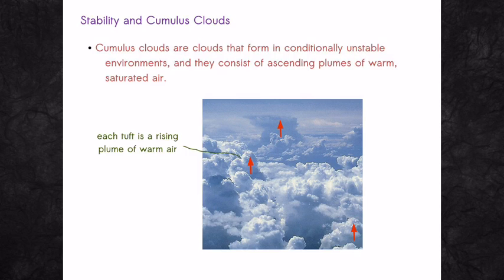So if you're looking at this, for instance, this is an environment that's pretty unstable. There's a lot of these little clouds that are bubbling their way upwards. But each one of these cumulus clouds here that's extending upwards is really a plume of warm air that's bubbling upwards. And the reason it's warm is because it's saturated. You've got condensation going on, which keeps it a little bit warmer. And so it's warmer than the surroundings, and it rises.